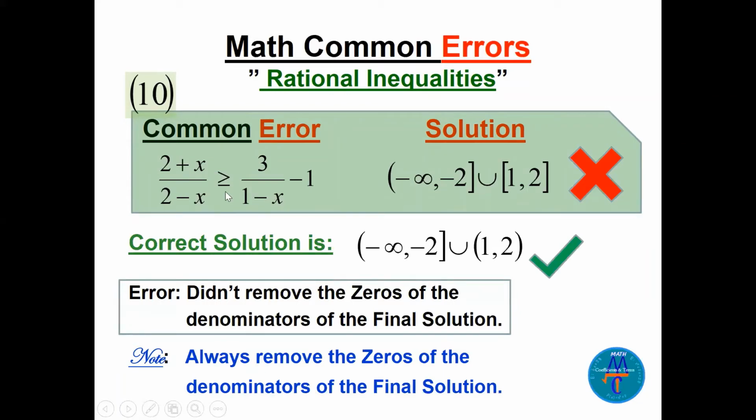Because if you look at the denominator here, regardless of the equal, 2 minus x, x cannot be 2. 1 minus x, x cannot be 1. So we go to 1 and 2 and we make it open and we leave the other things closed except minus infinity and plus infinity. See the same numbers here, but if you put closed at 1 and 2 and they are in the denominator, that's wrong. So the idea here, always remove the zeros of the denominator from the final solution.